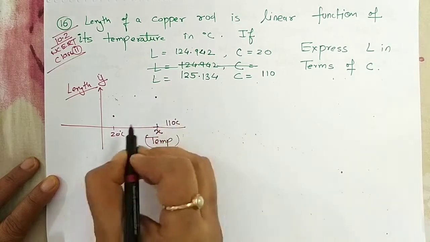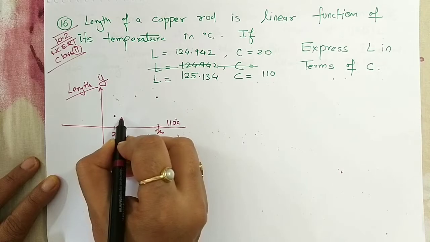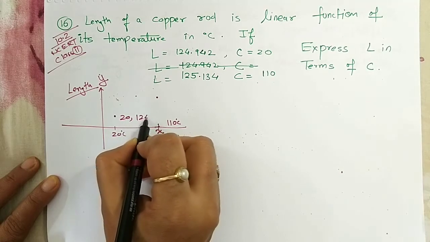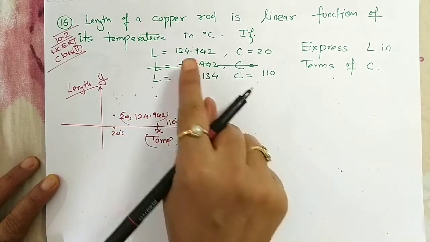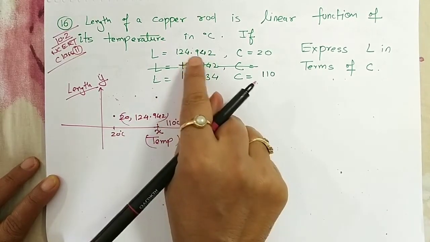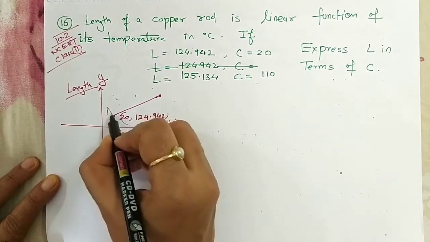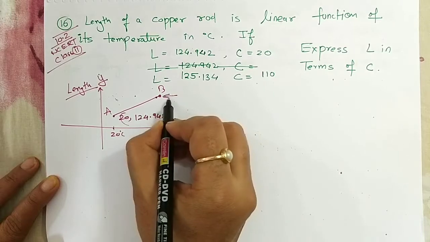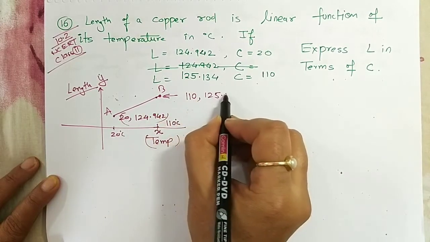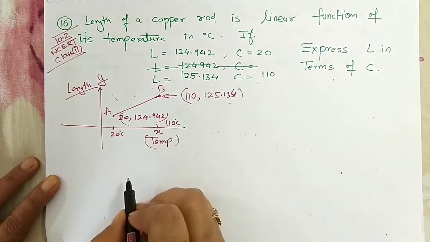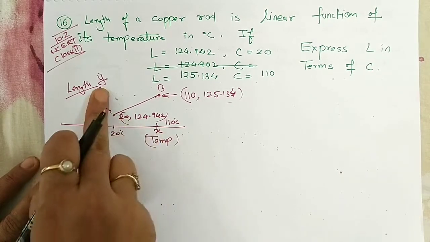Okay, so I can mention this point as 20 comma 124.942, because 20 is showing the temperature and 124.942 is showing the length. Then this is the second point, this is point A and this is point B. At this point the temperature is 110 and the length is 125.134. Okay, so for some time I will take temperature as x and length as y.